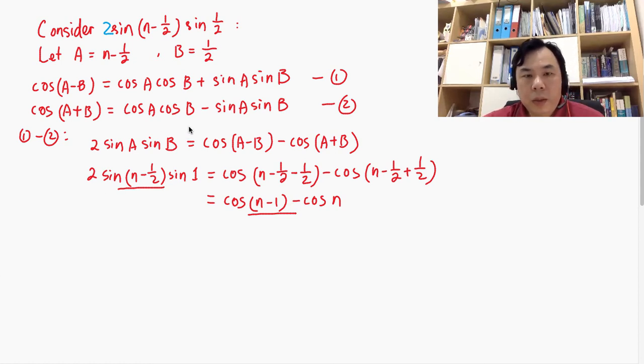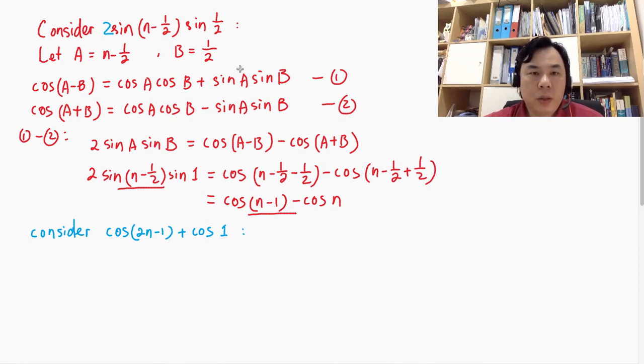Now the second part, we are going to consider this one here. So for the second part, we're going to consider, what am I supposed to consider here? So we're going to consider the cos 2n minus 1 plus cos 1 here. So this is the denominator.